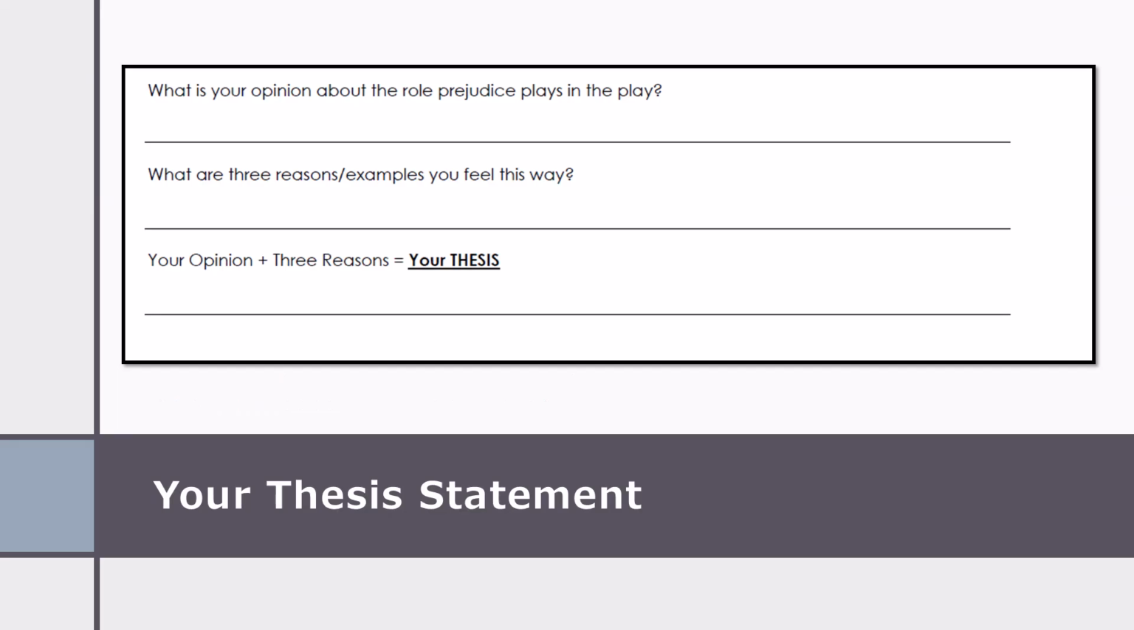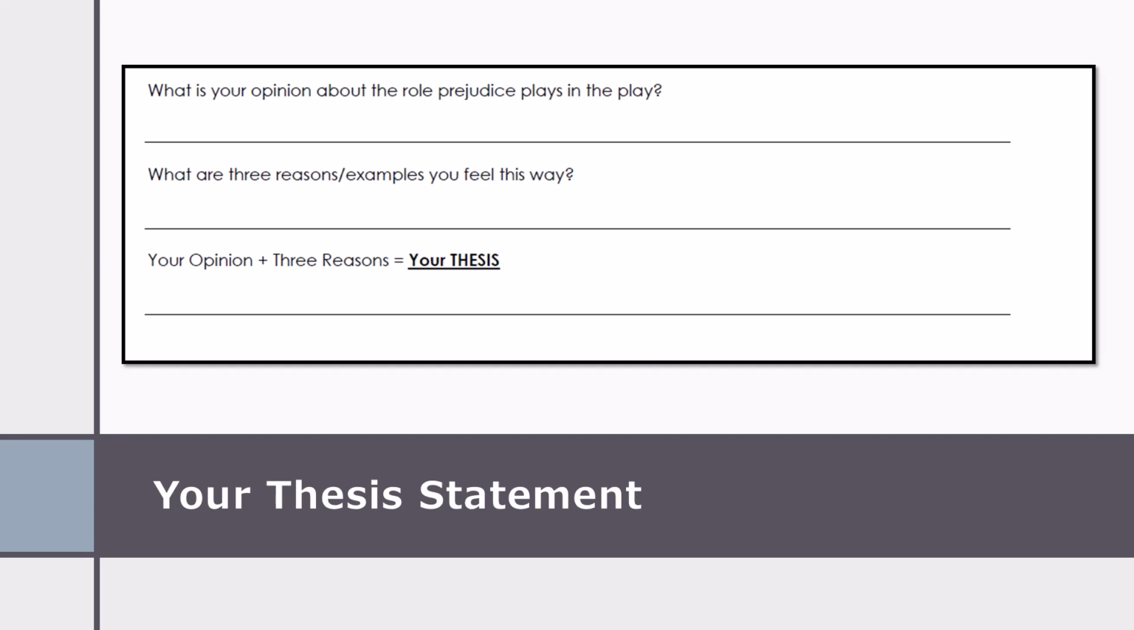To begin thinking about this, we are going to think about what your opinion is about the role prejudice plays in the play. Another way to think about this might be, what assumptions do the jurors make about either the witnesses, the defendant, or about other jurors in the courtroom? Then try to think of 3 examples that you feel this way. When you add these all together, you are going to establish your thesis sentence.